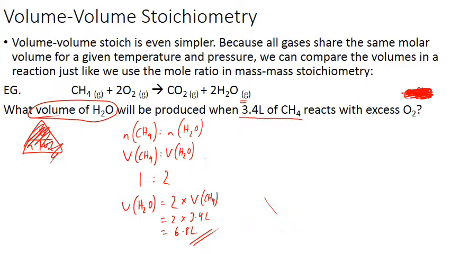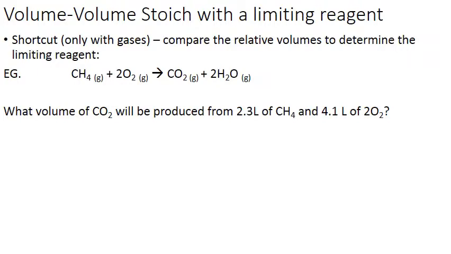Nice and straightforward. I'll show you a slightly more complex example using limiting reagents in the next slide. Okay, so here we'll use the same equation again, but let's consider that we have a limiting reagent in this question. Okay, so we're going to give you two sets of data. We have 2.3 litres of CH4 and 4.1 litres of O2. Okay, ignore that coefficient there.